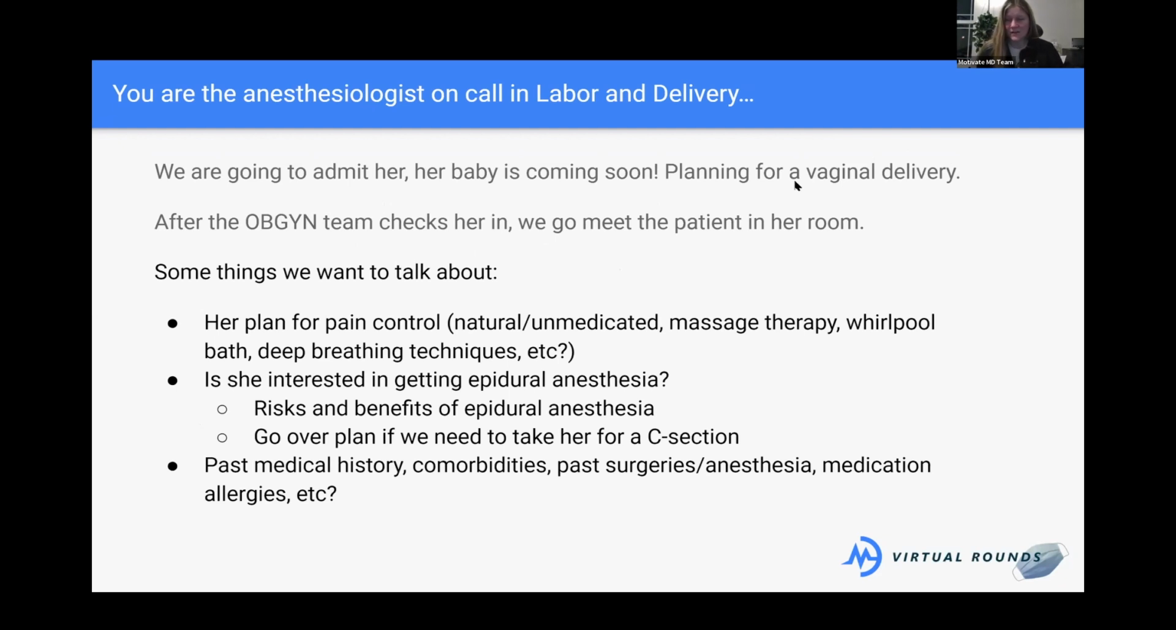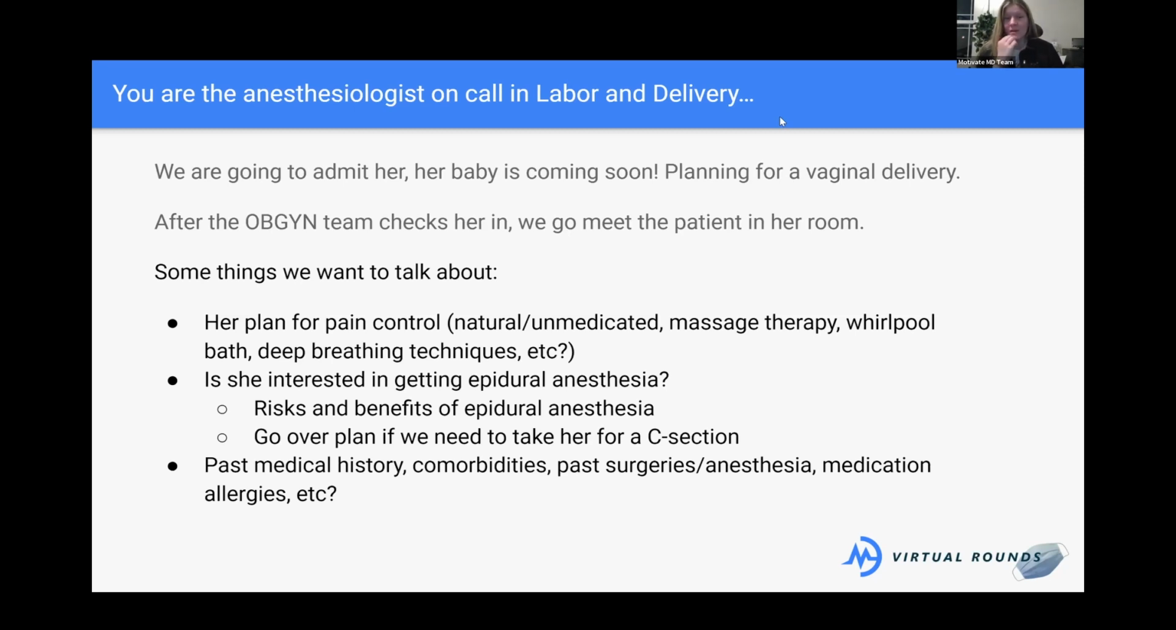So the OBGYN team checks her in and we go to meet the patient. As the anesthesia team, we're not really the ones managing her labor process, but we still are really involved. We want to make sure that we meet all of the patients who get checked into the labor and delivery unit. So here are the things that we want to make sure we talk to her about before we go into the room.